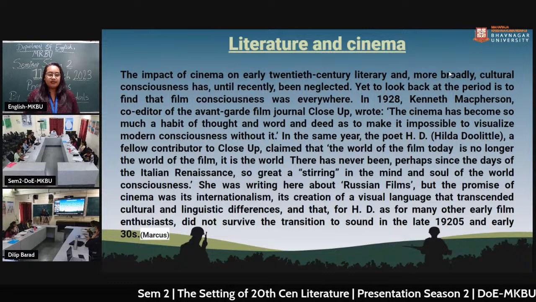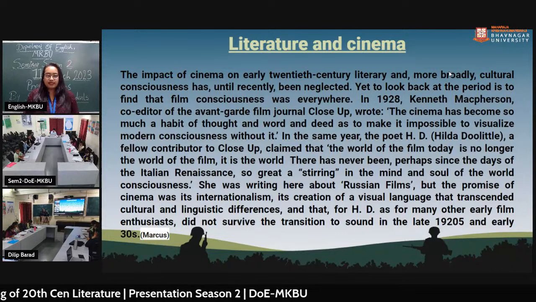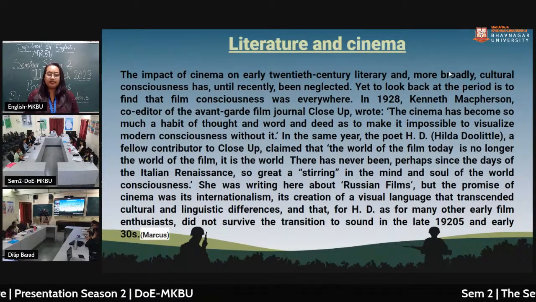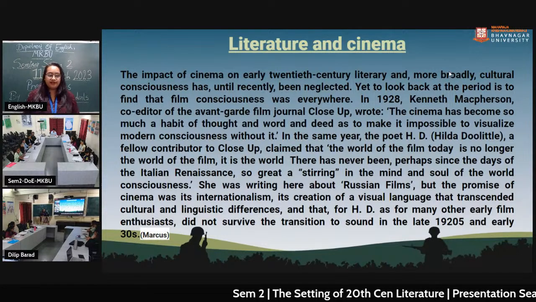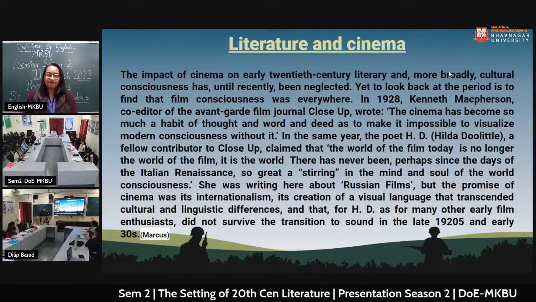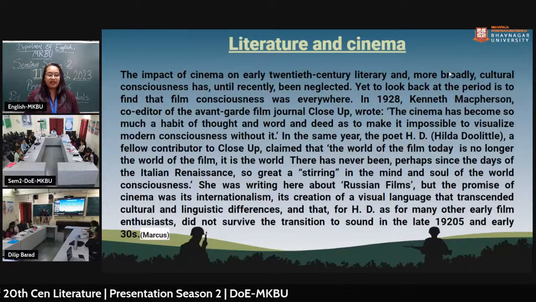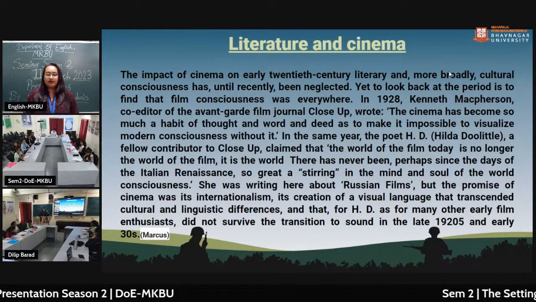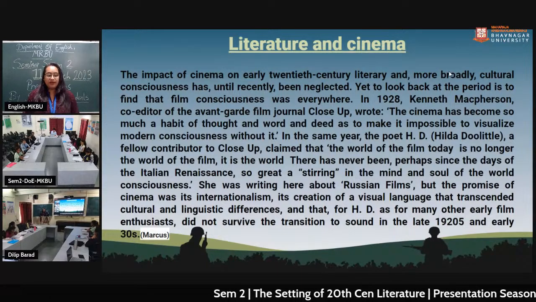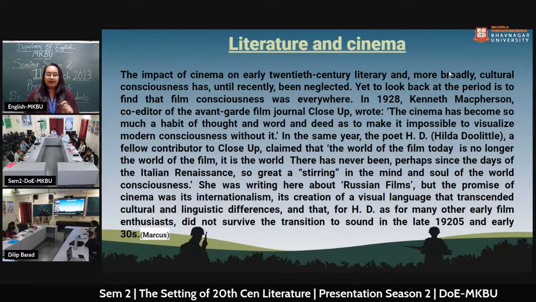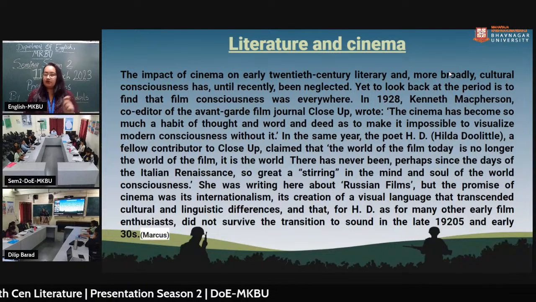Literature and cinema. The impact of cinema on early 20th century literary and broadly cultural and moral consciousness has until recently been neglected. Yet to look back at the period is to find that film consciousness was everywhere. In 1928, Kenneth Macpherson, co-editor of the avant-garde film journal Close Up, wrote that the cinema has become so much a habit of thought and word and deed as to make it impossible to visualize modern consciousness without it.